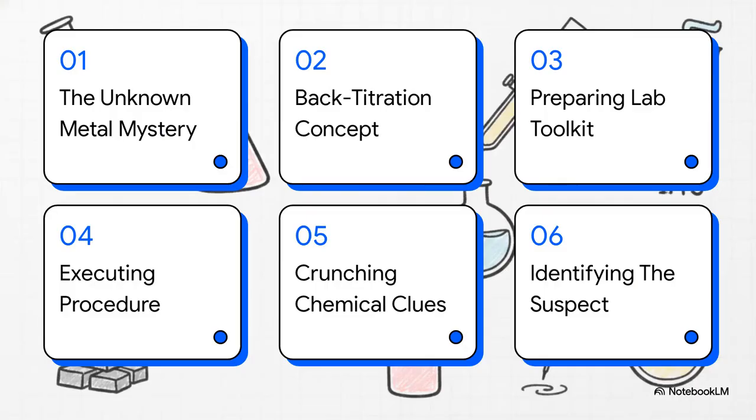Here's our game plan for the explainer. We'll start with the unknown metal mystery, unlock the secrets of back titration, prep our lab toolkit, execute the procedure, crunch the chemical clues, and finally, identify our suspect.